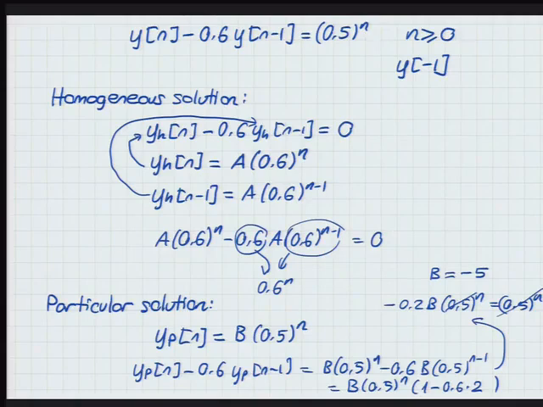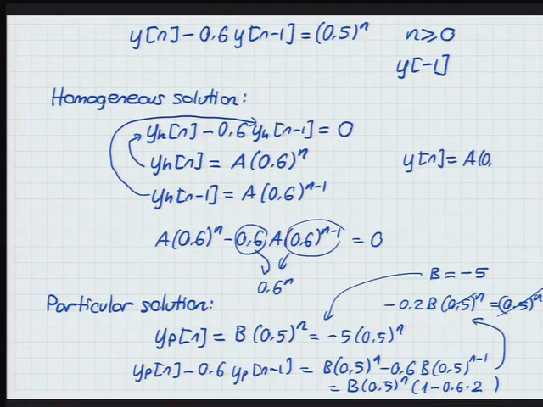So there you go. We found the particular solution. That is negative 5 times 0.5 to the n. So what do we do when we find the homogeneous and particular solution? We add them up. So the general solution y of n is a times 0.6 to the n minus b, which we know has to be negative 5 times 0.5 to the n. Okay, so sum of the particular and homogeneous solutions.